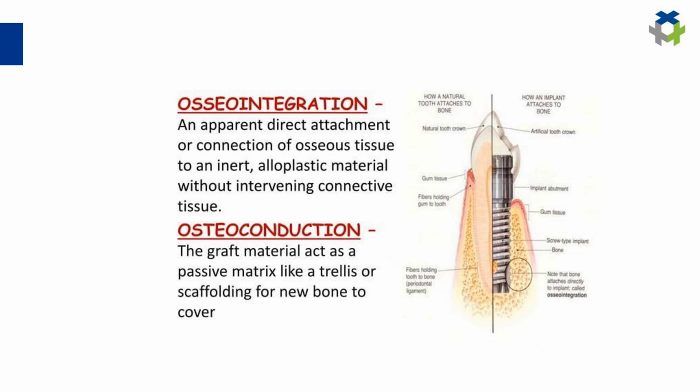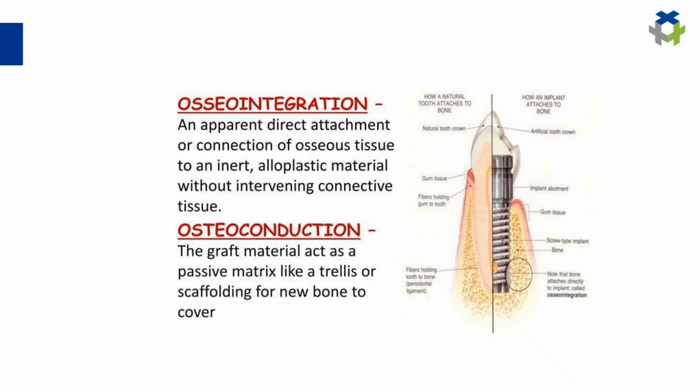Osseointegration: an apparent direct attachment or connection of osseous tissue to an inert alloplastic material without intervening connective tissue. Osseoconduction: the graft material acts as a passive matrix, like a trellis or a scaffolding, for new bone to cover.